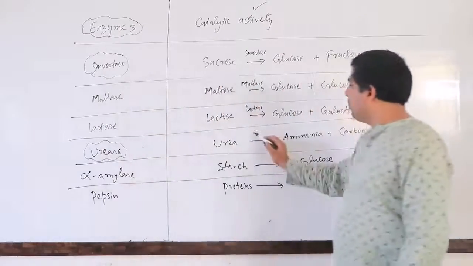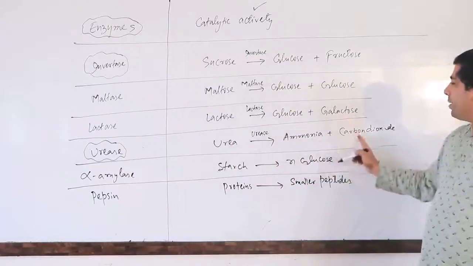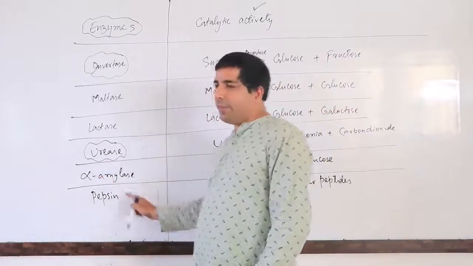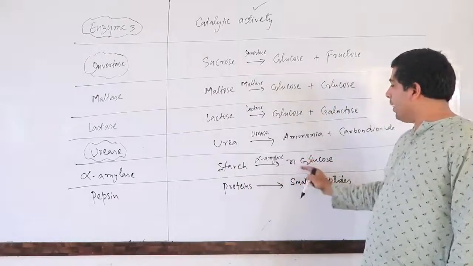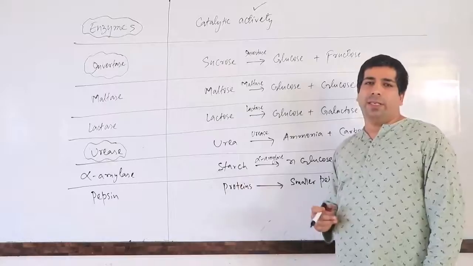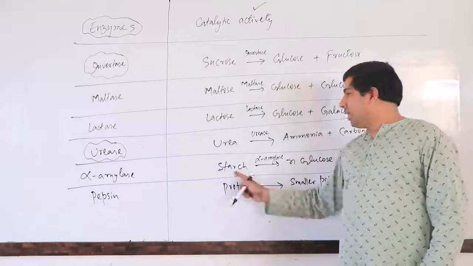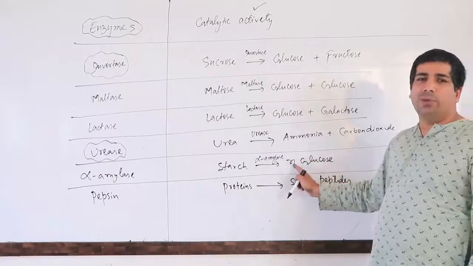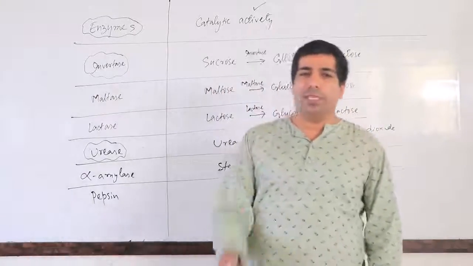This urease enzyme can be used to convert urea into ammonia and carbon dioxide. That is the role of urease. Then you have the alpha amylase enzyme. Alpha amylase can convert your starch into N times glucose, because we know that starch is basically a polysaccharide. So it has lots of sugar units in it. And what are those sugar units? Glucose only. So starch by alpha amylase can be converted into N times glucose, and this N can be more than 10. It can be 100, 300, or 1000, but more than 10.